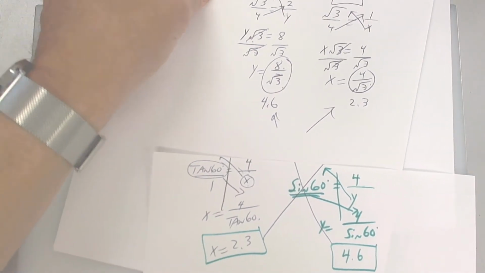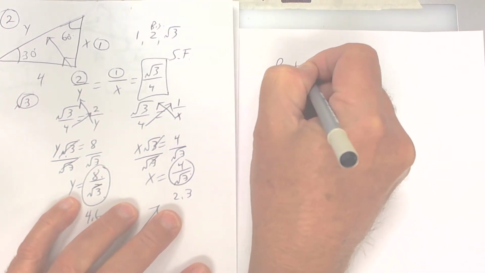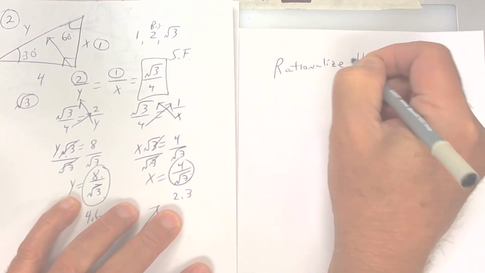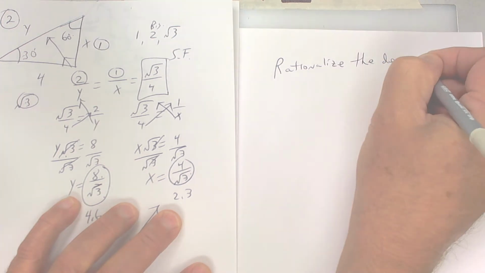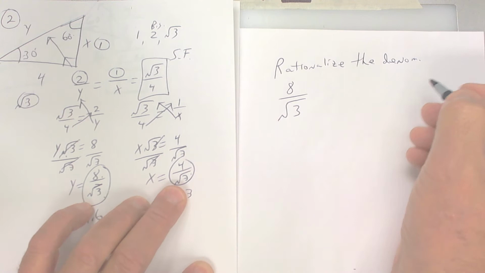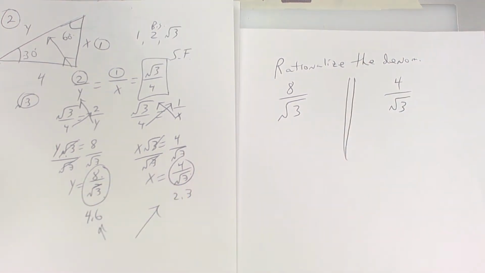Now, before I give you your practice test, let me show you a little algebra that you need to know. Okay, so watch. There's something called rationalizing your denominator. So write this down. Rationalize the denominator. Okay, so one of them was 8 over square root of 3, and one of them was 4 over square root of 3. Copy that down. Now on the EOC, you got to know this, so look up here.